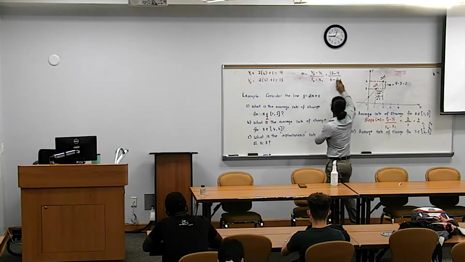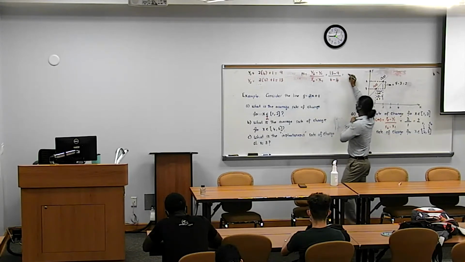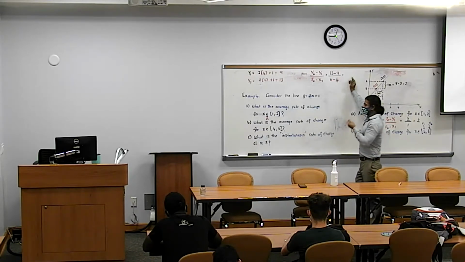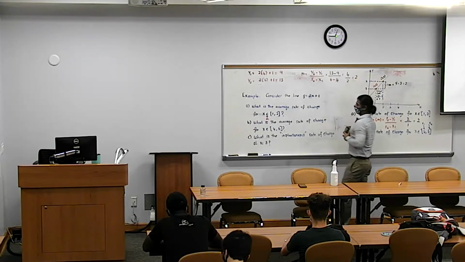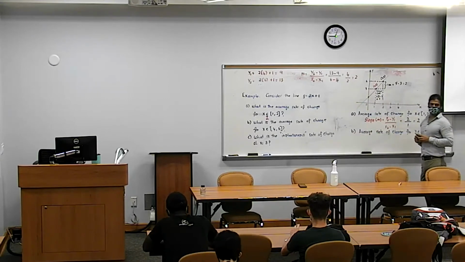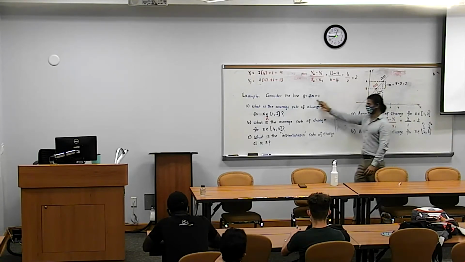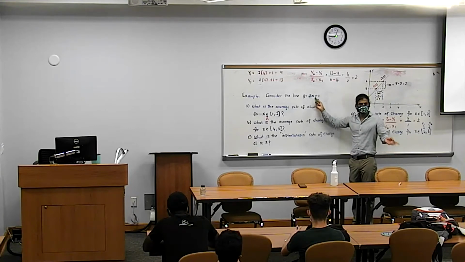Oops, 4. 13 minus 9 is 4. 6 minus 4 is 2. You get 2. Good. What is that 2 match? That 2 is the same as that 2. Correct.